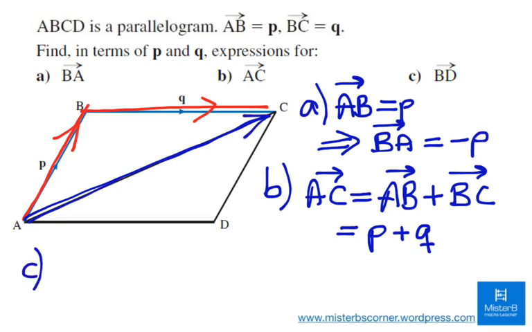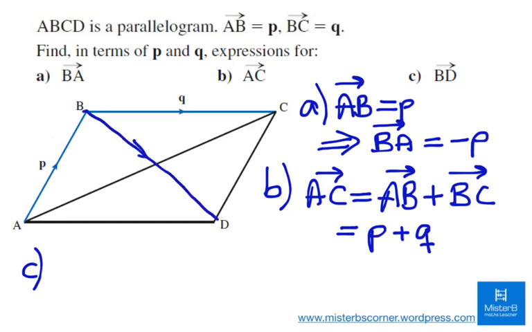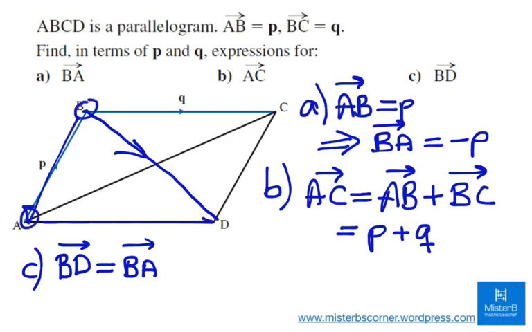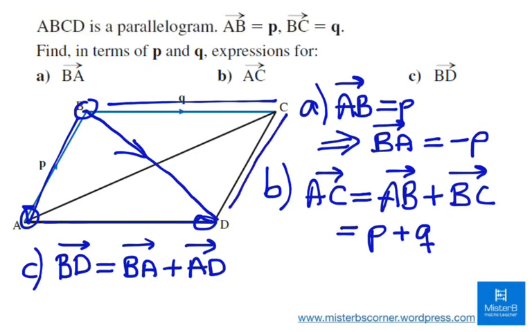Now we're talking about BD. Well, we have to draw this on our own. It's not drawn on the picture. So it's going to be from B to D, this direction. First I'm going to write down what BD is. BD as a vector is BA, from B to A, and then A to D, plus AD. Or alternatively, you could say from B to C and then C to D. It doesn't matter. It's the same thing.